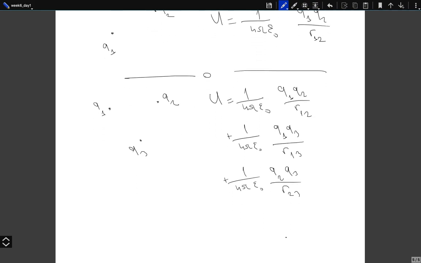And if you have 4-point charges, well, basically the same thing. The fourth charge should do work against the force created by the first charge, the second charge, and also the third charge. So if you bring the fourth charge, you just add 3 more terms here.